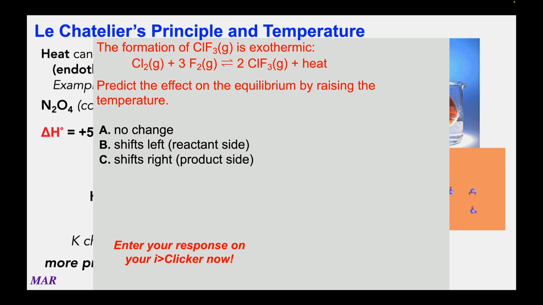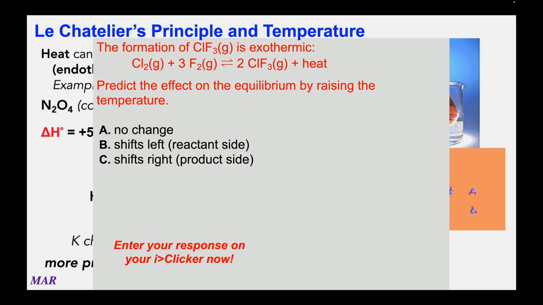So this reaction has chlorine reacting with fluorine to make two ClF3s, two chlorine trifluorides. And notice that heat is a product. Heat as a product means that it's exothermic. That means your delta H is going to be negative. So think about that in the back of your mind. But anyway, here we're raising the temperature. Now, raising the temperature is like adding heat. And as you add something, the reaction tries to get away from what you add. It goes in the opposite direction. So by raising the temperature, you're adding heat, making it warmer.